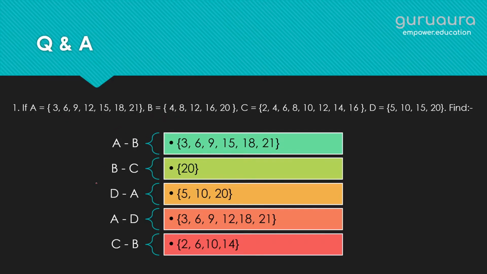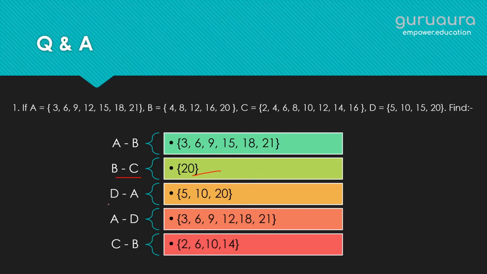Then the next one, B minus C. B minus C will contain those elements which belong only to B but not to C. 4, 8, 12, 16 belong to both the sets. But 20 is the only element in set B which is not present in set C. So, B minus C will contain only one element, that is 20.